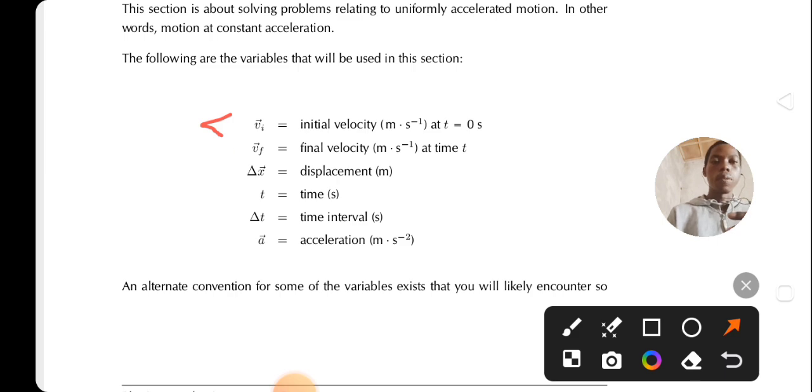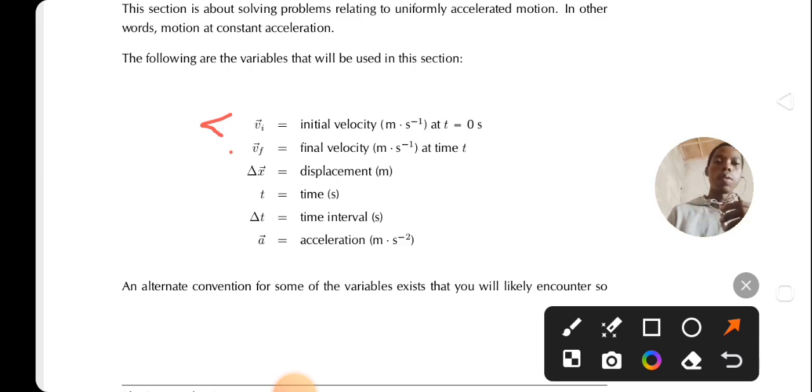We also have v_f, that means final velocity, in meter per second at time t. So we have the final velocity when time is not equal to 0, at time t, when time is either 2 seconds, 3 seconds, something like that.